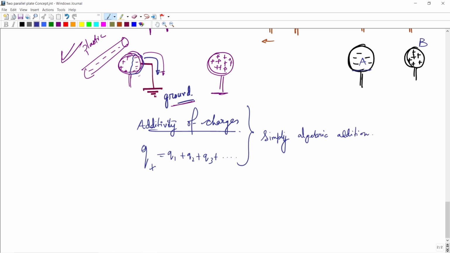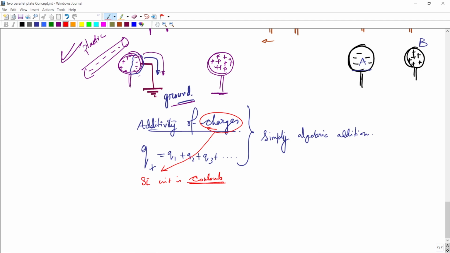Next we discuss that charge is quantized. The SI unit of charge is the coulomb, named after the scientist Coulomb. Keep in mind that the SI unit of charge is the coulomb. Next, charge is conserved.